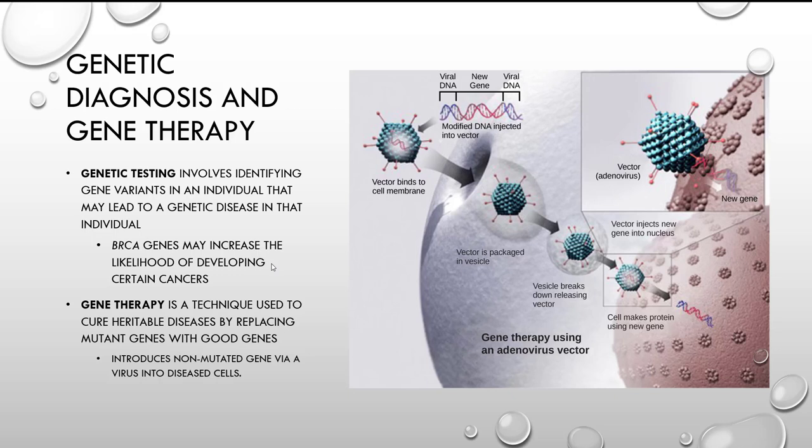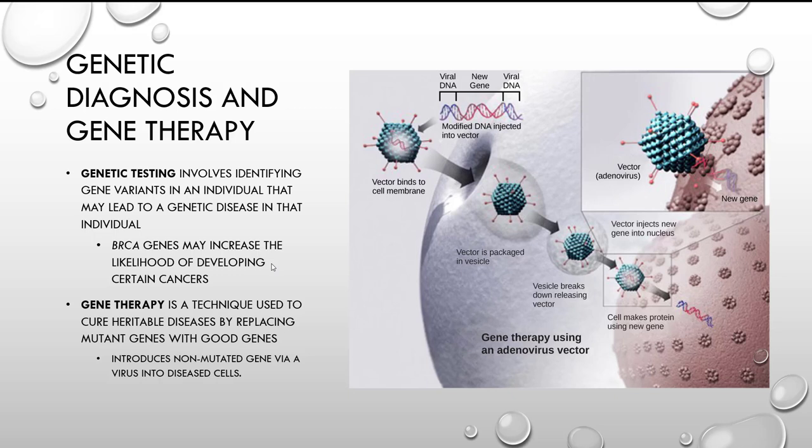And so if you are positive for those genes, if you possess those genes, then knowing that you have those genes, you can take preventative measures. This could be, for example, perhaps gene therapy. Gene therapy is a relatively new form of medicine. It's a technique used to cure heritable diseases by replacing mutant genes with good genes.